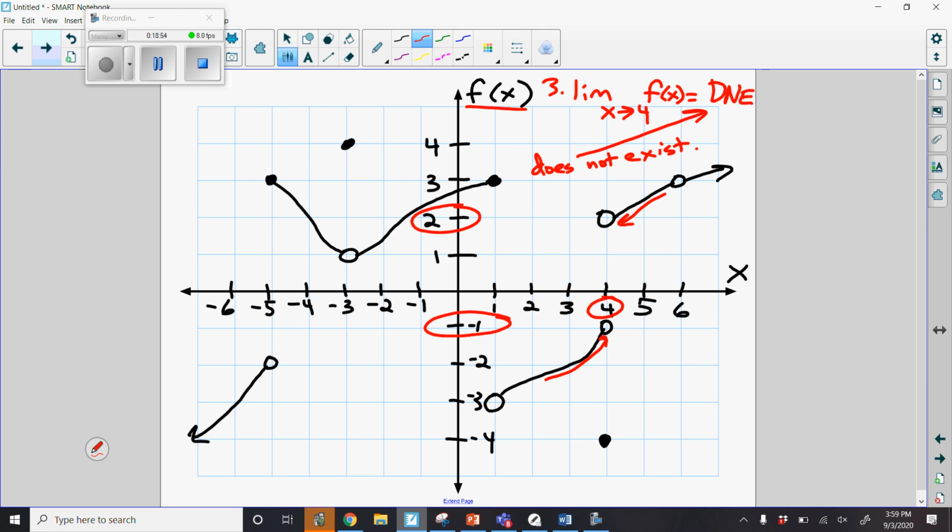Now, on a test, you may have to justify, why does the limit not exist? You might have to write out, why would this limit not exist? And your answer would be because the limit as x goes to 4 plus of f of x does not equal the limit as x goes to 4 minus. Right? You're saying the right-hand limit at 4 and the left-hand limit at 4 are different, therefore the limit does not exist. Okay, let's try a couple more.